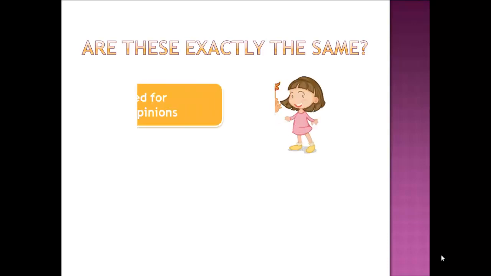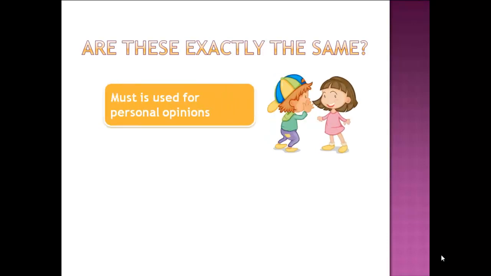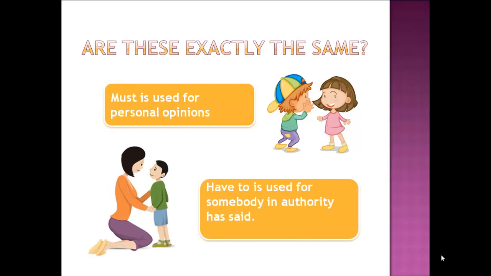Let's take a look at must and have to. For must, it is actually used for personal opinions. You can use must between your friends. However, for have to, it is usually used by somebody who is in a higher authority. For example, a mother saying to her child, or a father or a teacher saying to someone who is younger than them.